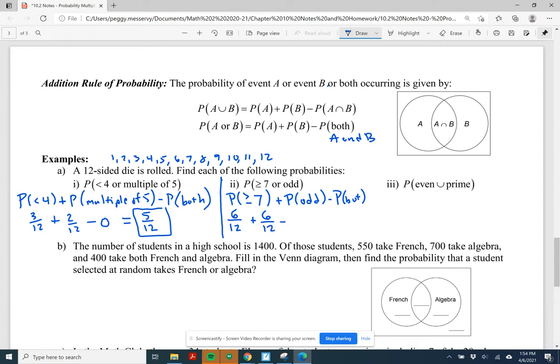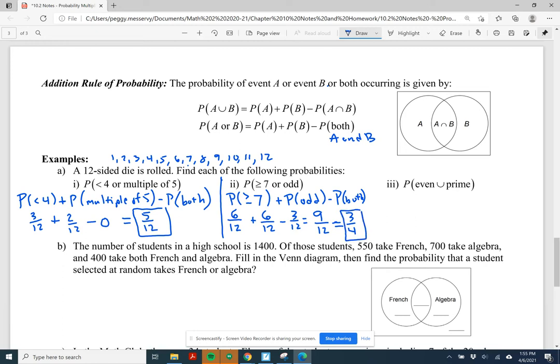Probability of both. How many of my numbers are both odd and greater than or equal to 7? So 7, 9, 11. That's 3 out of 12, right? Denominators are the same, so I can do 6 plus 6 is 12. 12 take away 3 is 9. And then we reduce that fraction. It comes down to 3/4, 3/4. So 75% chance of doing that.